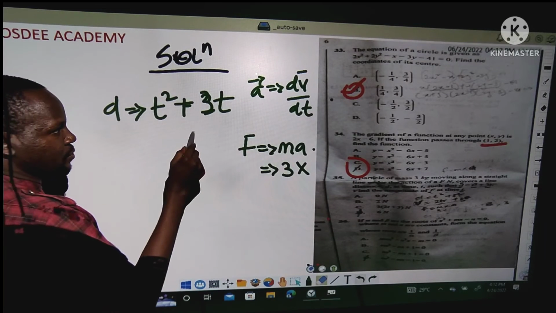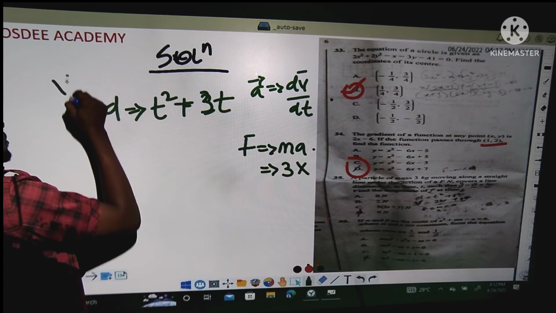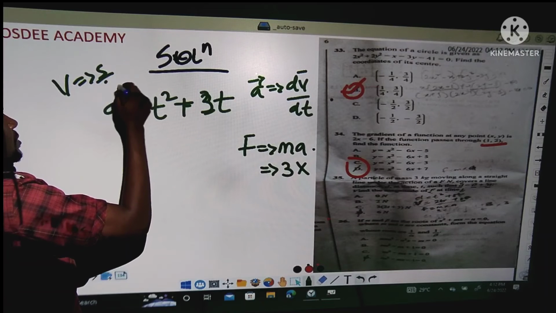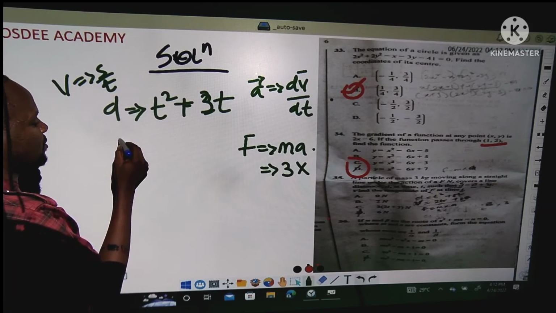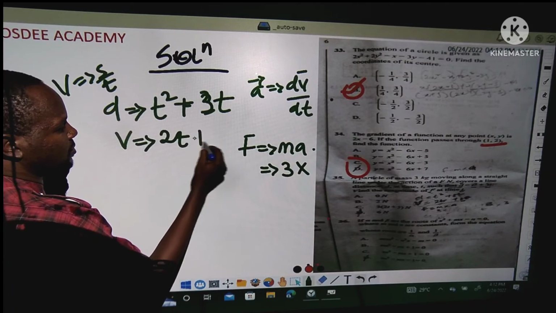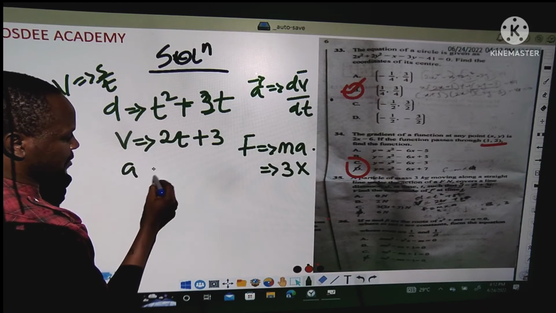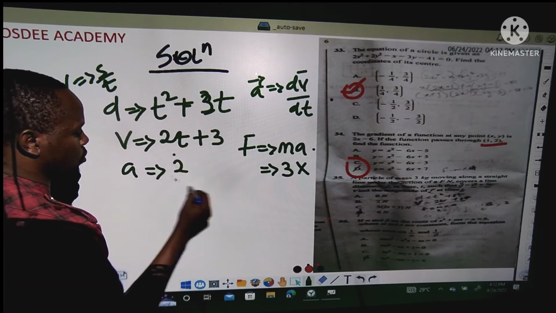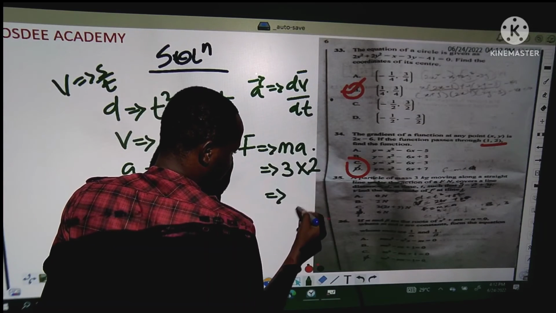Velocity is distance over time, for beginners. So the velocity here will be equal to 2t plus 3. If I differentiate this again, I get acceleration equal to only 2. So that is 3 times 2, which is nothing but 6.